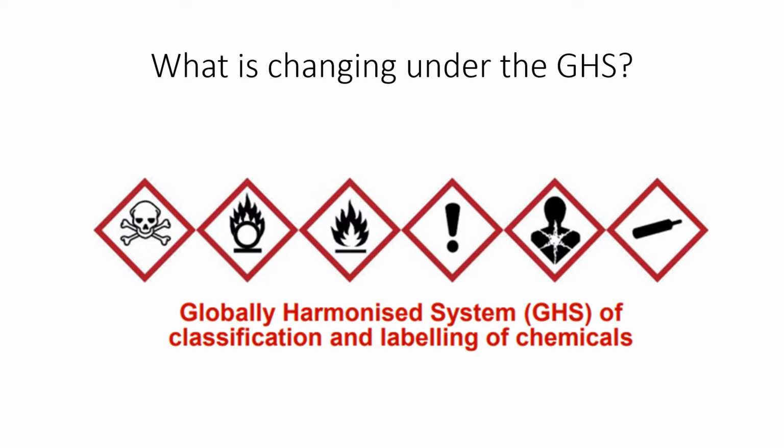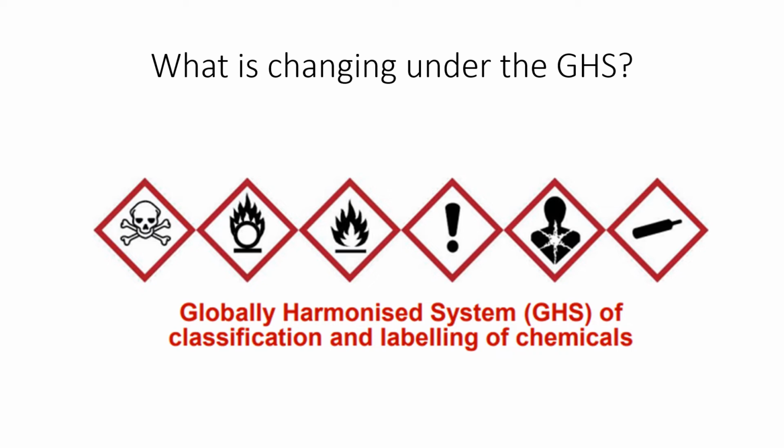So what's changing under the globally harmonised system? The system will update the way in which information about the hazards of chemicals and any precautions necessary to ensure safe storage, handling and disposal is conveyed to users of chemicals. The system uses pictograms, signal words, and hazard and precautionary statements to communicate this information.